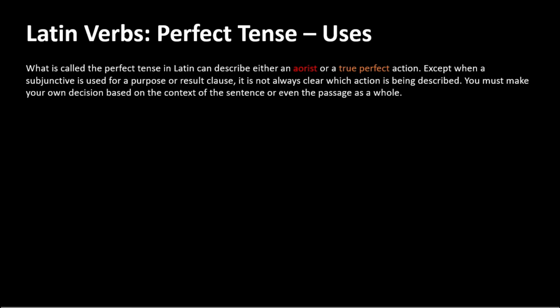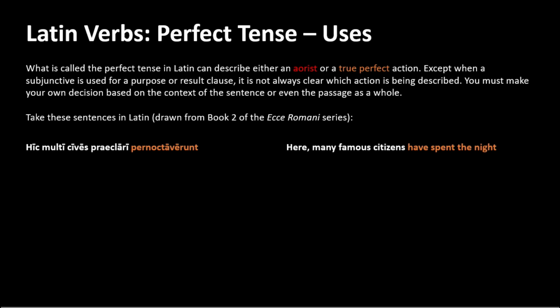as a whole. To see this double use of the tense in practice, take these sentences in Latin, and I've drawn them all from Book 2 of the Ecce Romani series. Here we have a statement by the rather greasy innkeeper in, I think, lesson 17. Hic multi cives praeclari pernoctaverunt. You translate that as, here many famous citizens have spent the night.